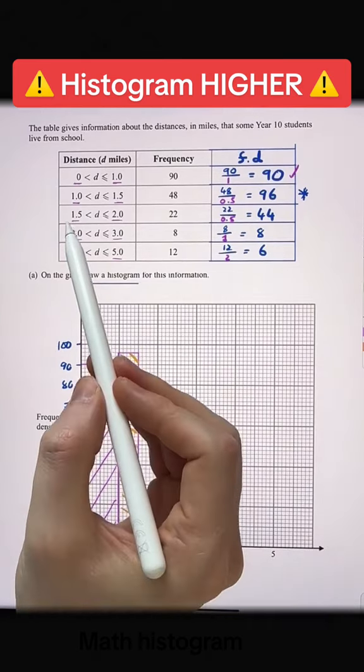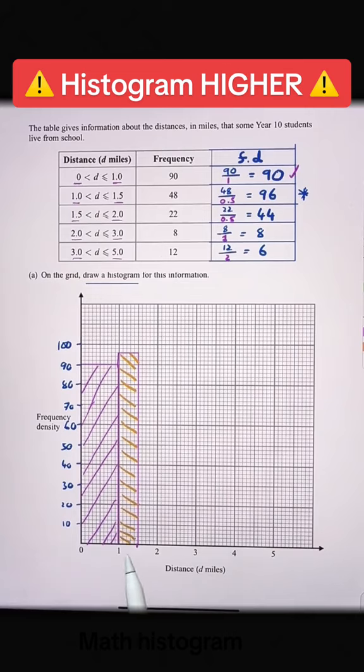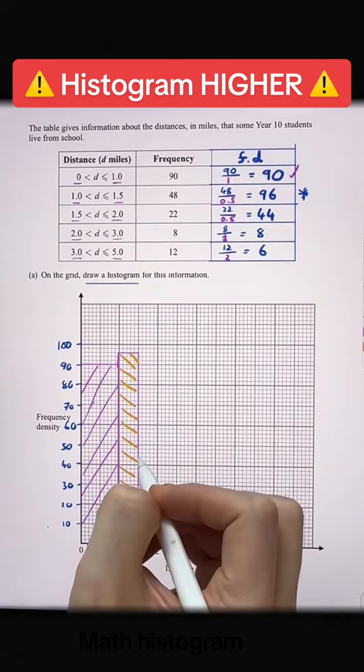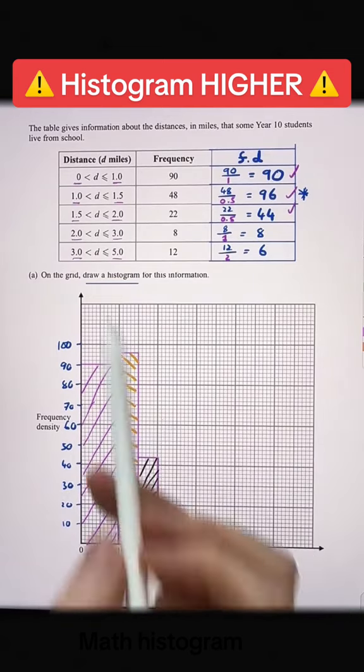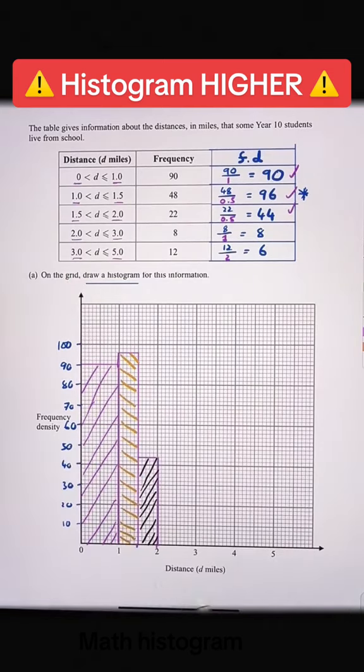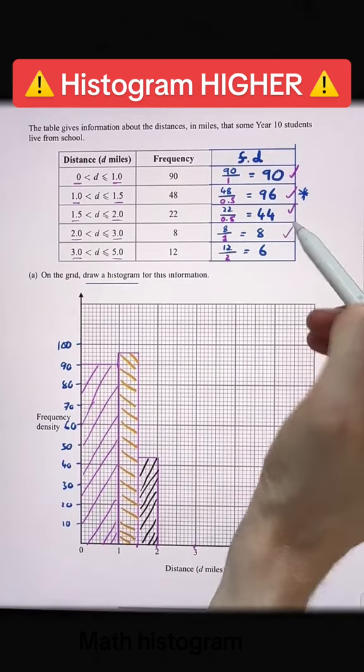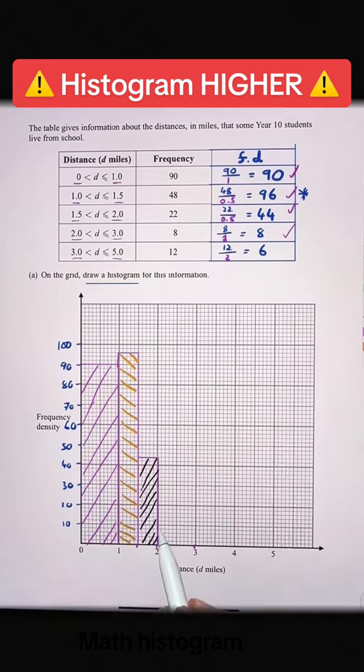For my next bar, it's going to have a width of 1.5 to 2, and it's going to have a frequency density of 44. So marking 44 and drawing my bar. My next bar is going to have a width of 2 to 3, and it's going to have a frequency density of 8. So marking 8, I draw my bar.